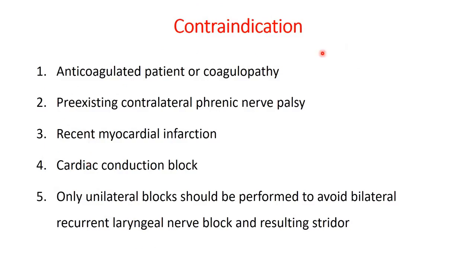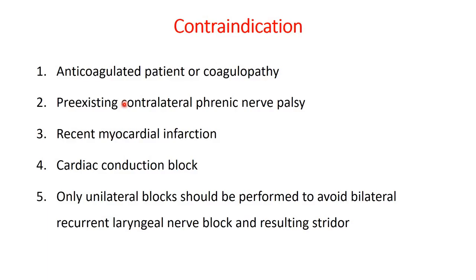Contraindications. Anticoagulated patients or those patients who are suffering from coagulopathy, pre-existing contralateral phrenic nerve palsy. If there is a contralateral phrenic nerve palsy, we should not give a stellate ganglion block, because there is a high possibility of the drug damaging the phrenic nerve. We will see this in the next slide on complications.